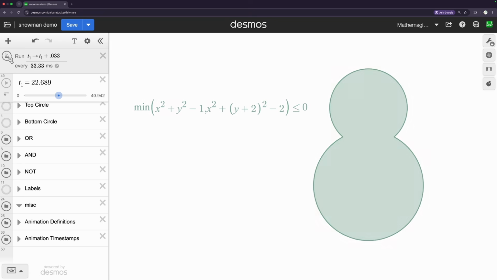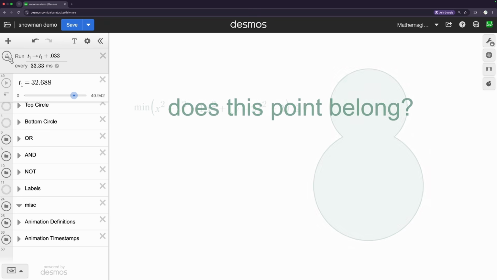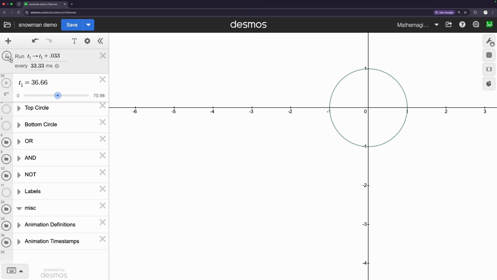So why would picking the smallest number be able to combine shapes like two circles into a snowman? The answer is that we can use equations and inequalities to ask a simple question. Does this point belong? Let's take the top circle of our snowman first. It has a radius of 1 and is centered at the origin. We can describe it with an equation you've probably seen before in high school. X squared plus y squared equals 1.